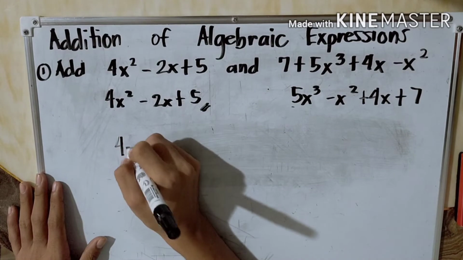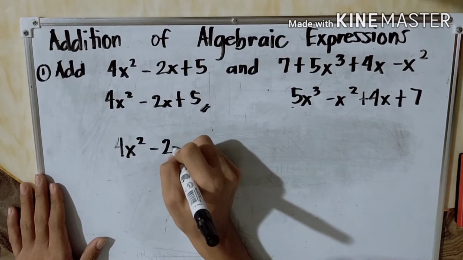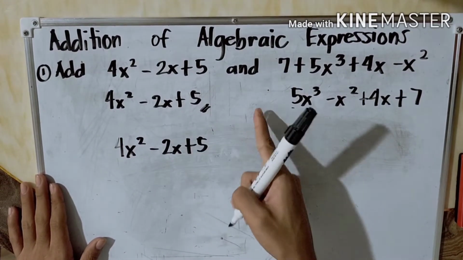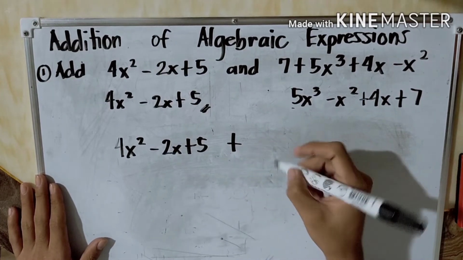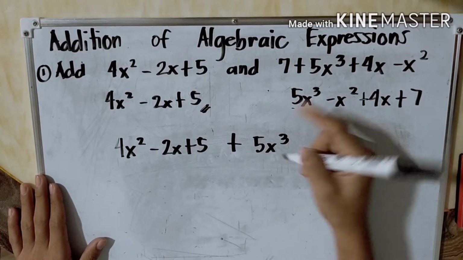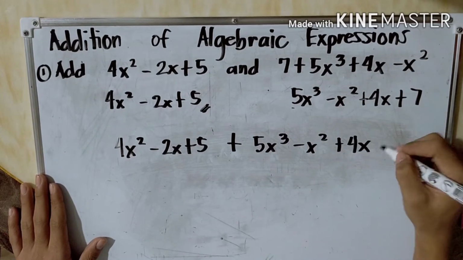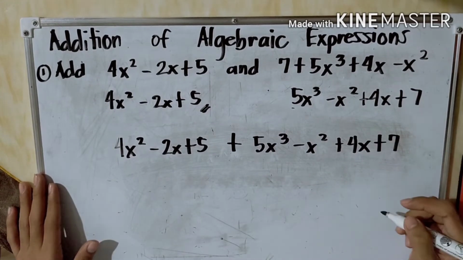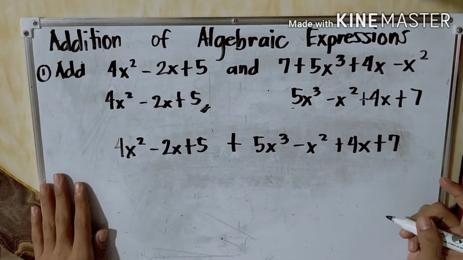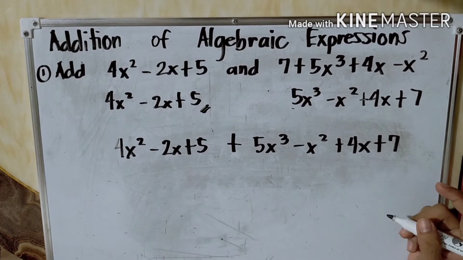They just copy this 4x squared minus 2x plus 5. Then, nilalagyan lang ng plus sa gitna. 5x cubed minus x squared plus 4x plus 7. So, for me, mas madali ito. Okay? Kasi parang makita mo na kagad.